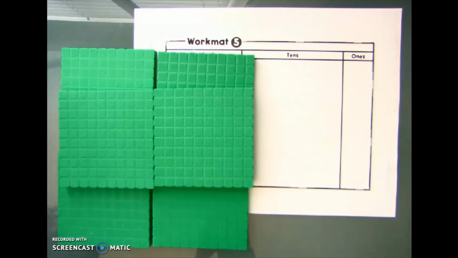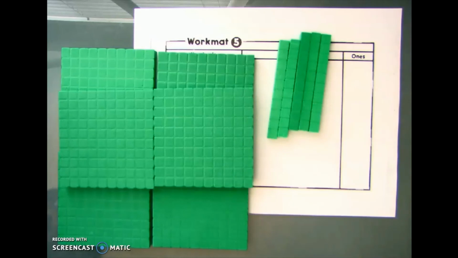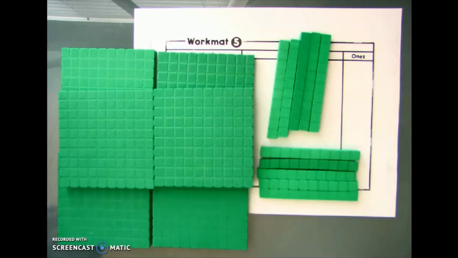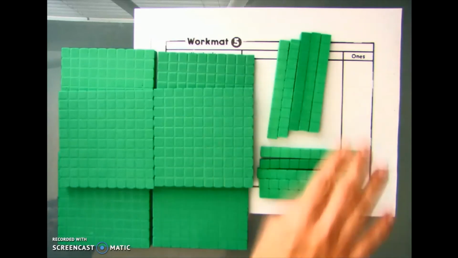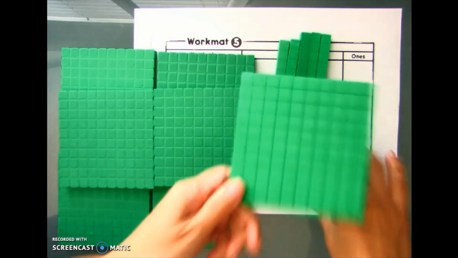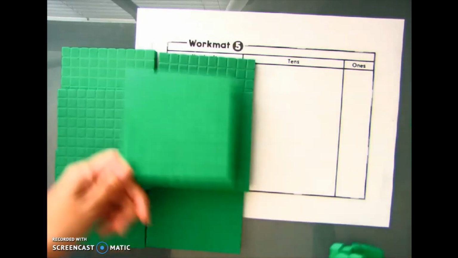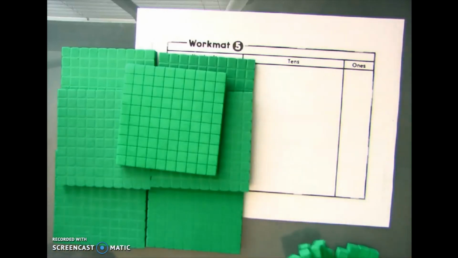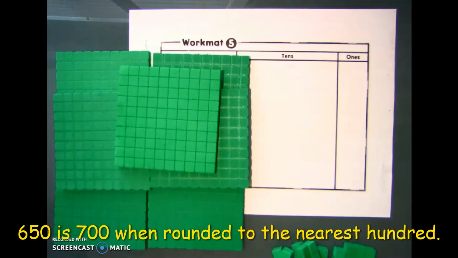In this case, when it's the same, we're going to round up. So we are going to have a visual of adding 5 more tens. When you have 5 tens and 5 tens, that makes 100. So I can switch these out. And so we have another 100 to make 700. 650 is 700 when rounded to the nearest 100.